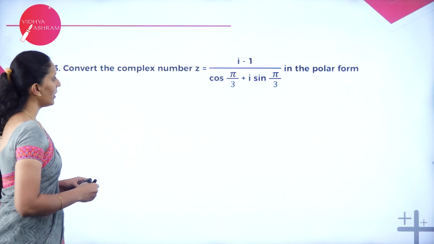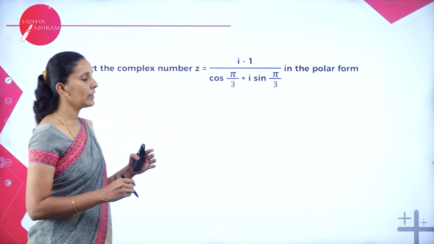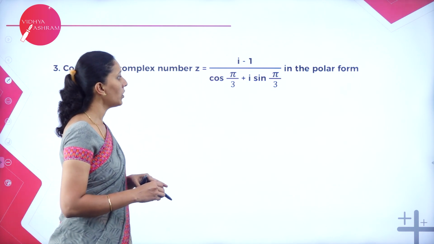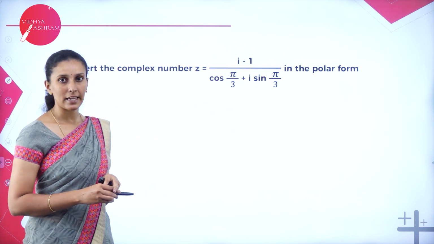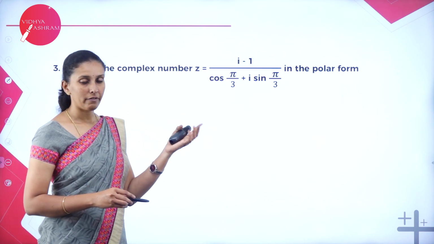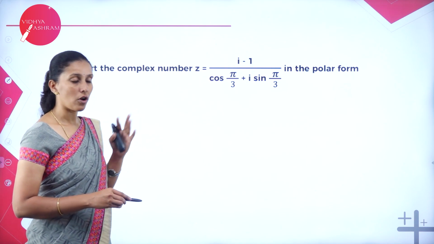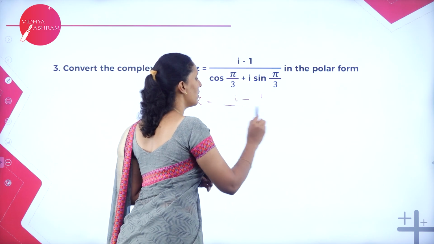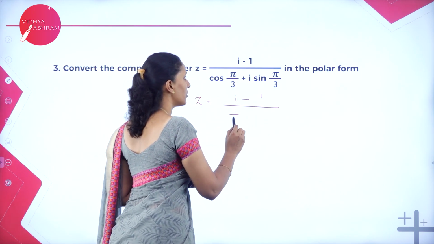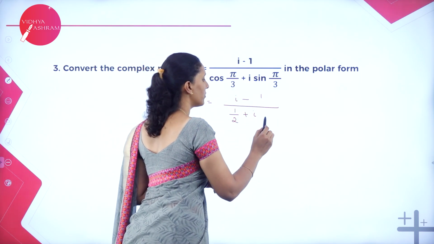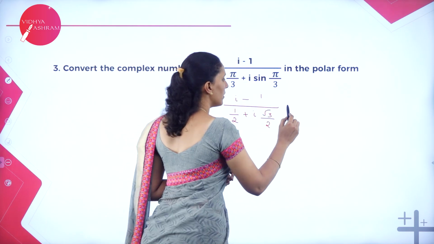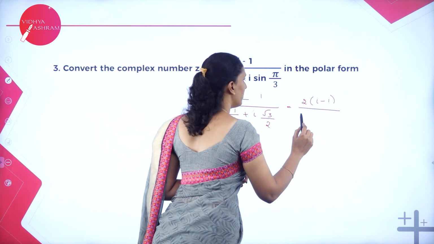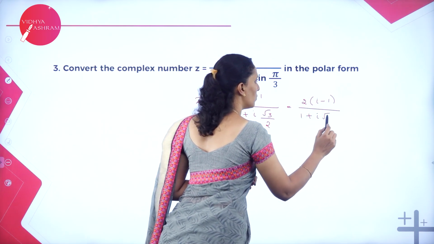Next question. Convert the complex number z in the polar form. So first we have z is equal to (i minus 1) over (cos pi by 3 plus i sin pi by 3). Let us substitute the value of pi by 3 in terms of cos and sin. So we have here z is (i minus 1) over cos pi by 3 is 1 by 2 and i sin pi by 3 is root 3 by 2. Then it becomes 2 into (i minus 1) whole divided by (1 plus i root 3).